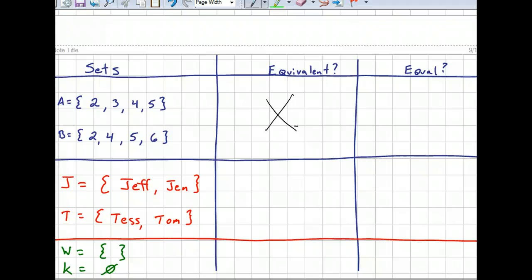How about J and T? J has Jeff and Jen in it. T has Tess and Tom in it. Are these equivalent sets or equal sets? Equivalent. Good. Same number of elements.